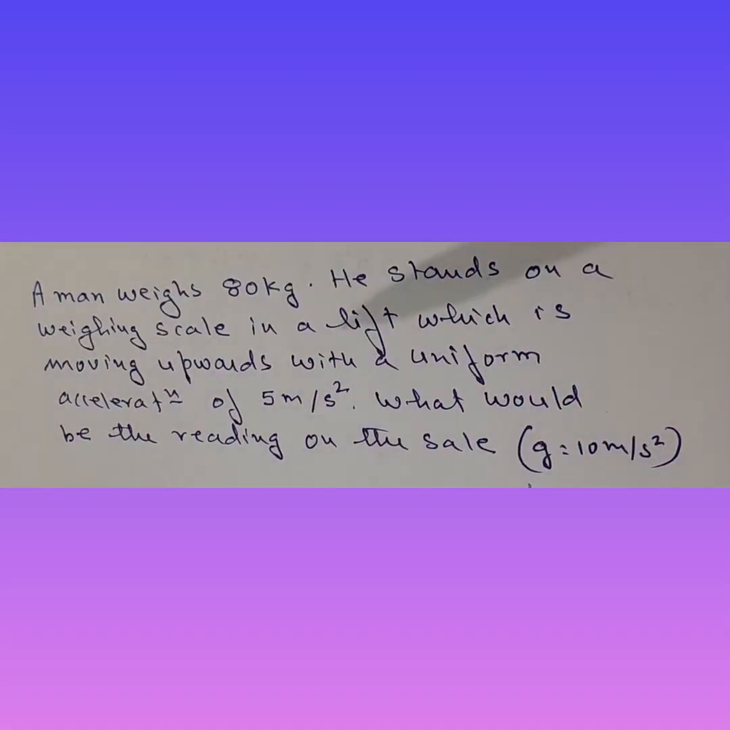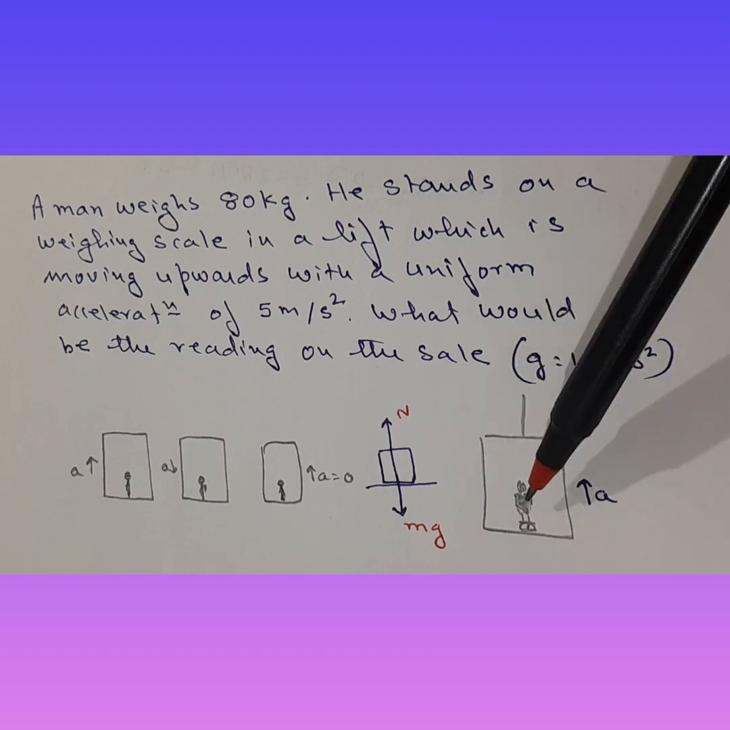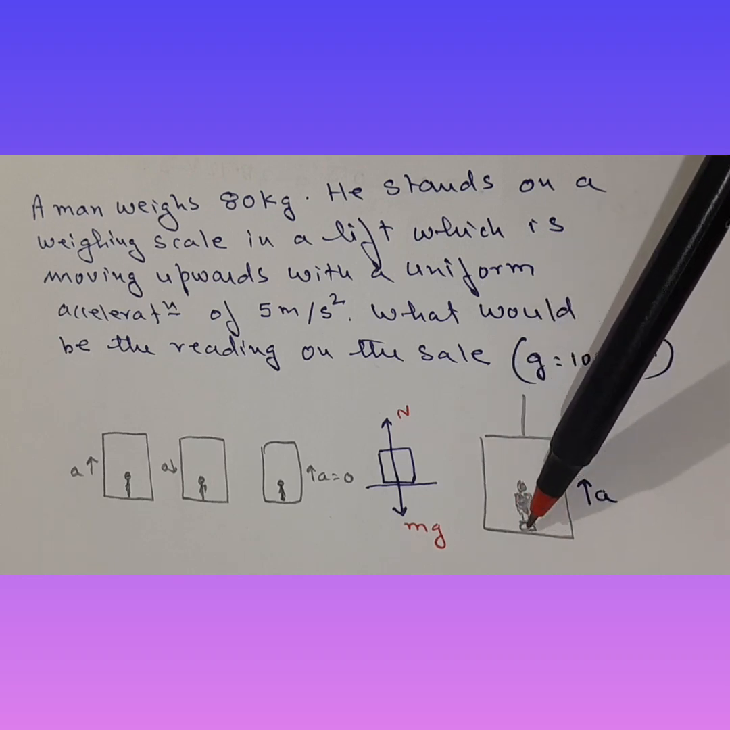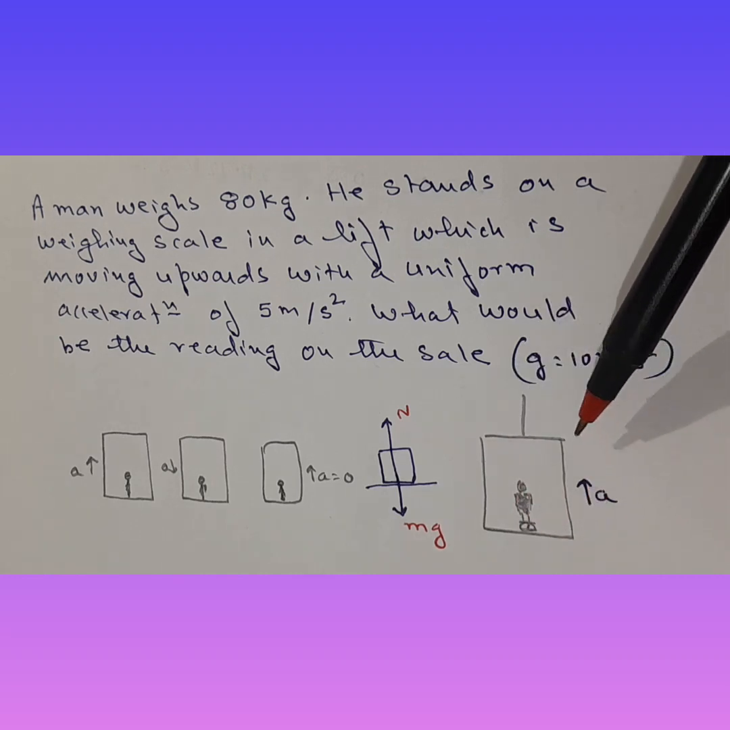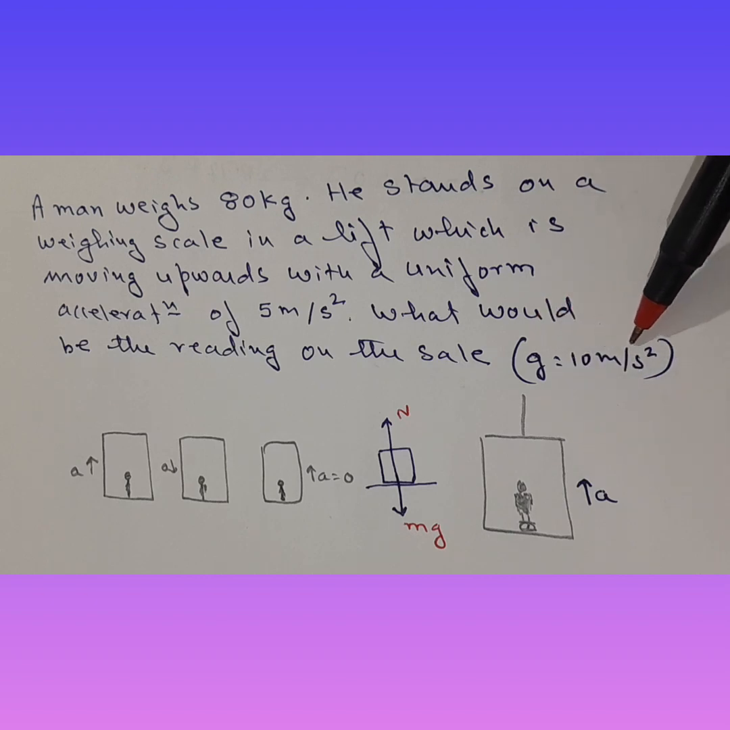Okay, let's get into this numerical. A man weighs 80 kg. He stands on a weighing scale in a lift which is moving upwards with a uniform acceleration of 5 meter per second square. What would be the reading on this scale? So this is the situation. This is the lift. Man standing on weighing scale, lift moving up. g has to be taken as 10 meters per second square.